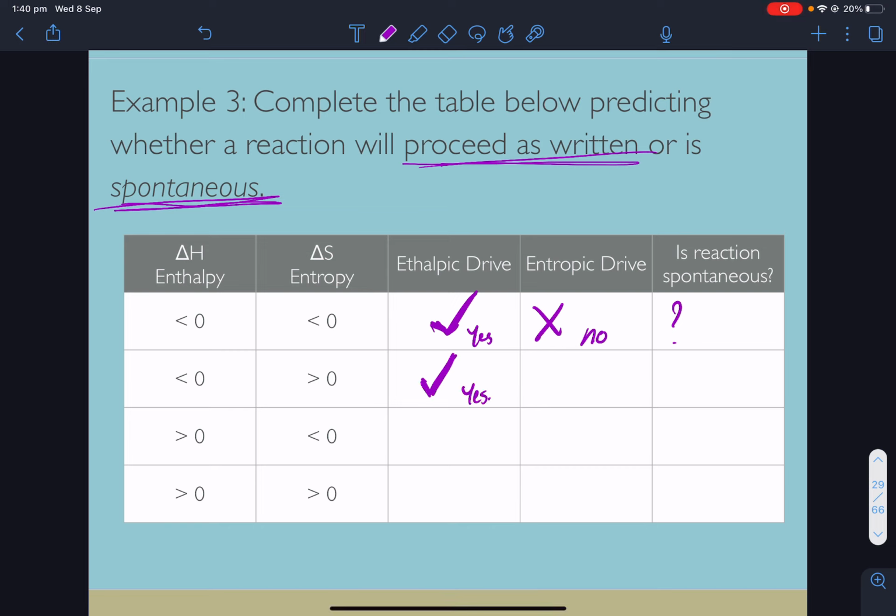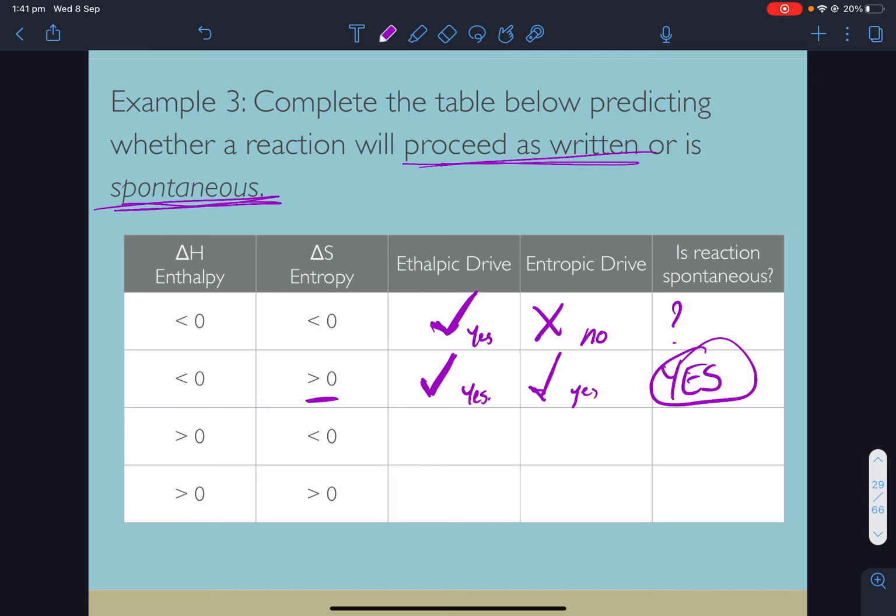Okay, and here we've got entropy increasing, so there is an entropic drive. So this type of reaction, where the enthalpy is negative, or it's exothermic, and the entropy is positive, or entropy increases, both the enthalpic drive and entropic drive are saying, yes, let's do this. So is the reaction spontaneous? Yes, always spontaneous. Okay, so for those conditions, you're always going to get a reaction that's occurring.